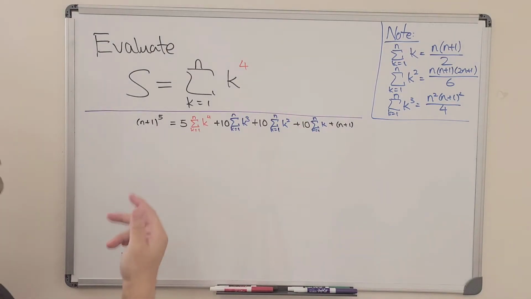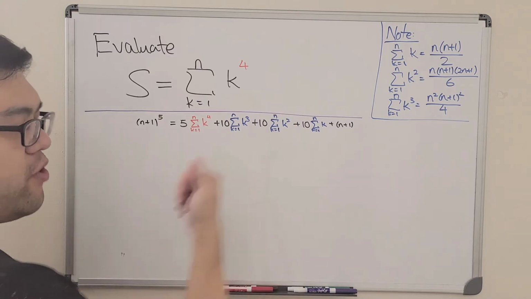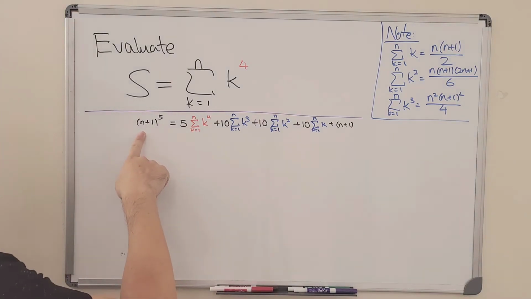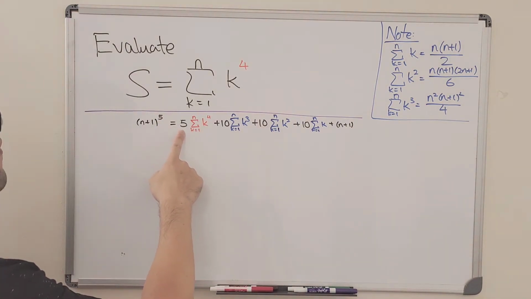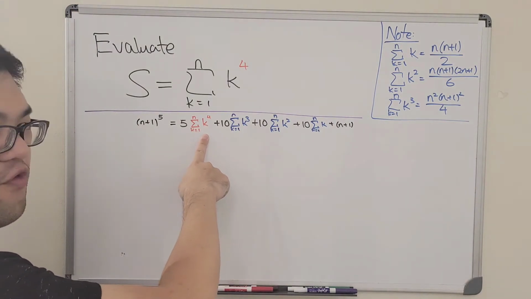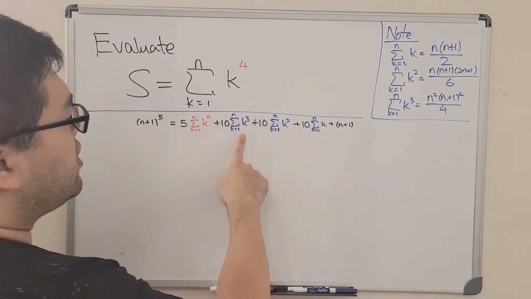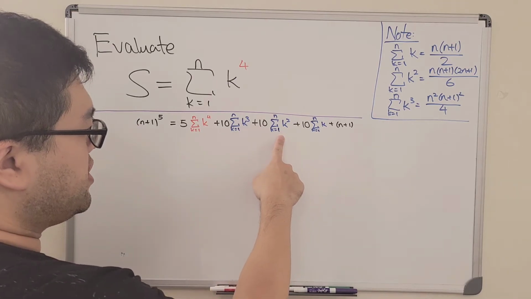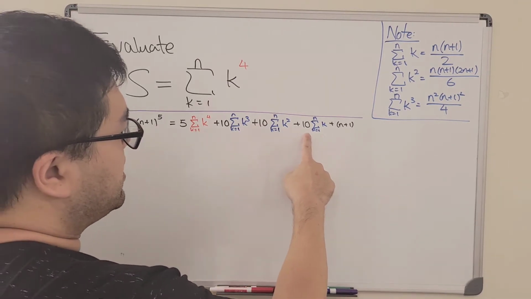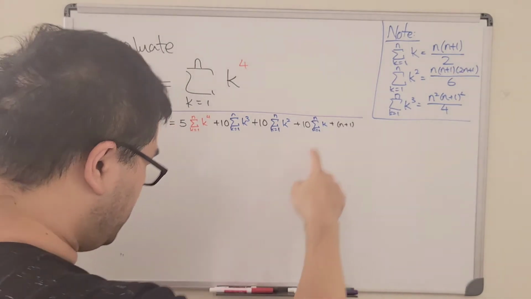Since I'm running out of space, let's erase it, and then we're going to continue our calculations. Alright, so from the last board, we got the following equation. We have n plus 1 to the 5th power is equal to 5 times the finite sum of the 4th power plus 10 times the finite sum of the 3rd power plus 10 times the finite sum of square numbers plus 10 times the finite sum of natural numbers plus n plus 1.